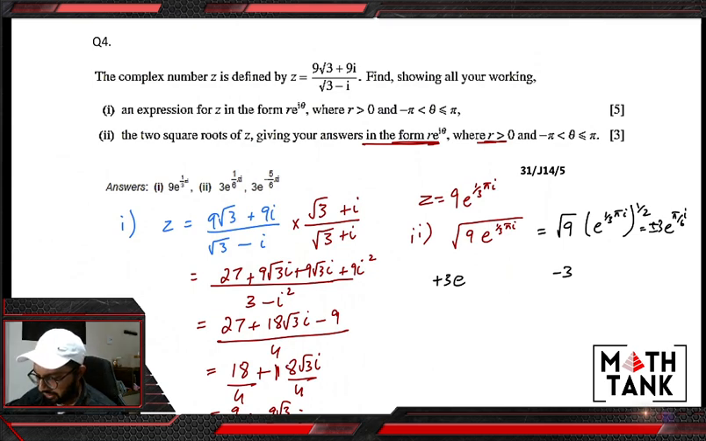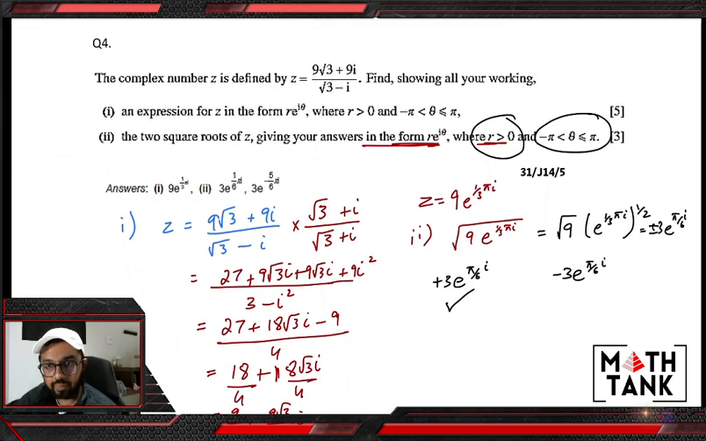Now I want you to notice carefully what I do here. I first wrote this, but what the question says is, this one is fine because r is greater than 0 and theta is between minus pi and pi. That's fine, that one square root is fine. But this other root has a problem. It has r as minus 3.